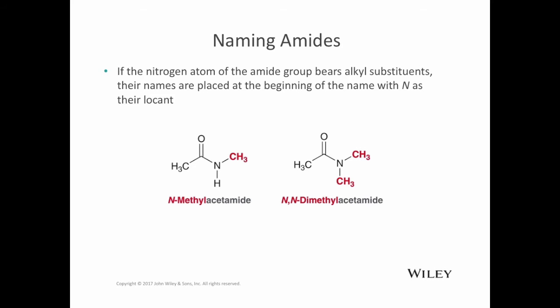Now, sometimes the nitrogen of the amide group will have alkyl substituents on it. Sometimes it will just have hydrogens. If there is an alkyl substituent, you need to indicate that when you're naming it. So, for example, if we just have one alkyl group, like a methyl, you would indicate that at the beginning by saying N, capital N and italicized, methyl acid amide. And if you had two of them, it would be N,N-dimethyl acid amide.